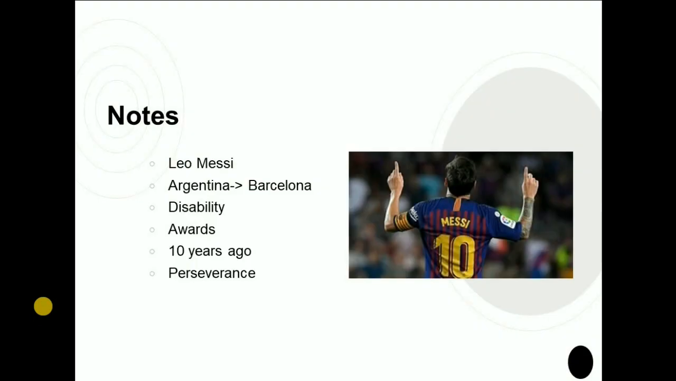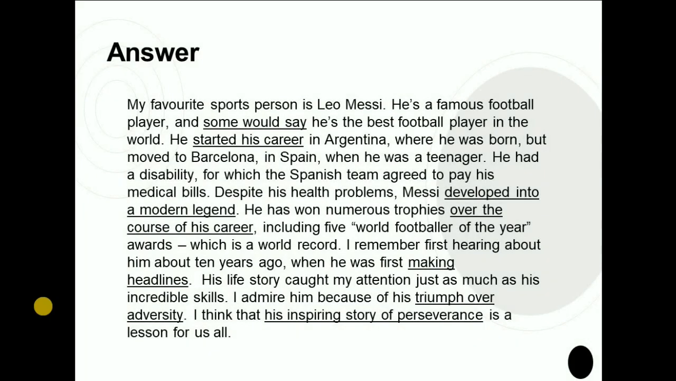Looking at these notes, we can see there are very few words. You could write this very quickly, but you could easily look at each line and talk for a while. The line Argentina to Barcelona is something alone you could talk about for half a minute. The word disability could remind you of the topic, but it could also be changed in word form to disabled. And finally, perseverance is an example of a less common word and therefore a good item of vocabulary to write down. Here is my final answer.